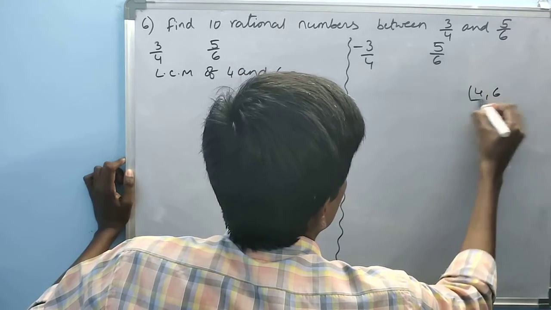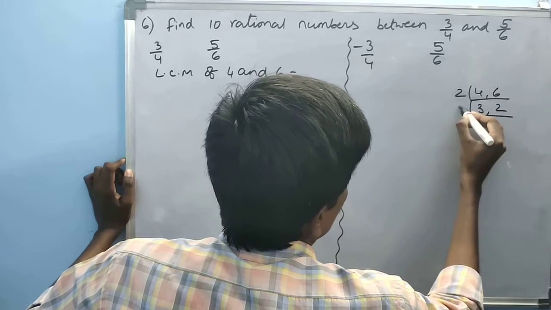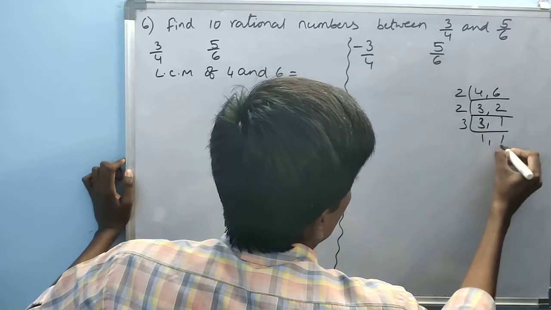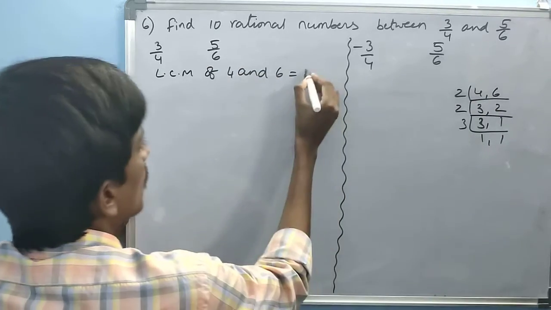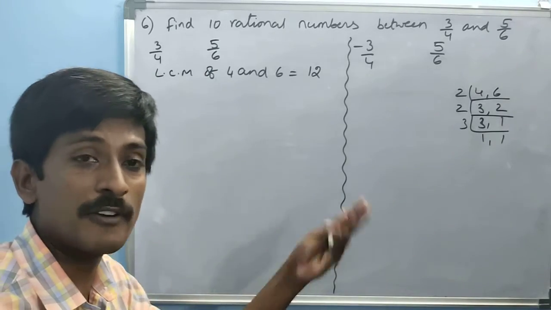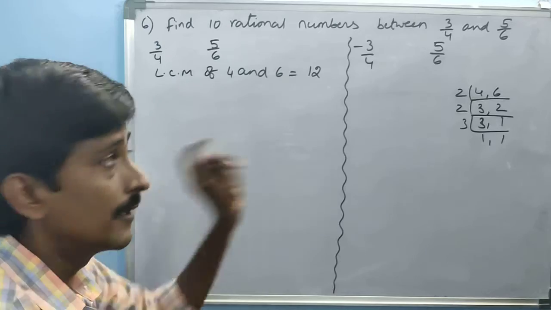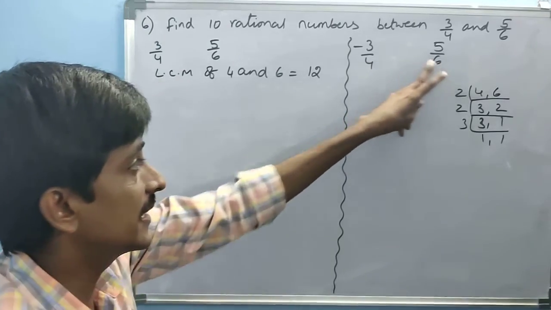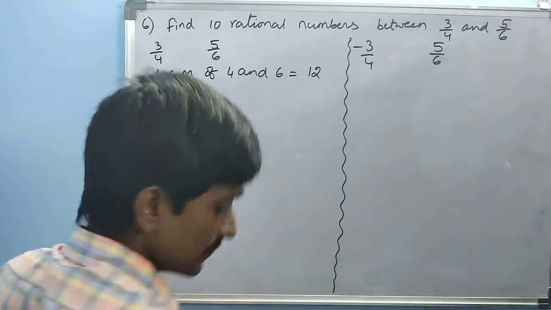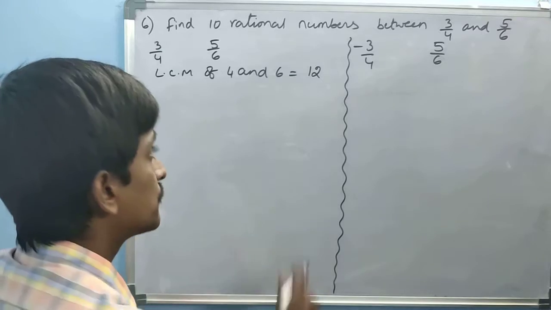4 comma 6. 2 table: 2 twos are 4, 2 threes are 6. Then 1 and 3. 3 table: 3 ones are 3, 3 twos are 6. 2 times 2 is 4, times 3 is 12. There are no common factors for 4 and 3, that's why 4 into 3 is written as 12. But here 4 and 6 are divisible by 2, that's why we take the LCM. LCM of 4 and 6 equals 12.